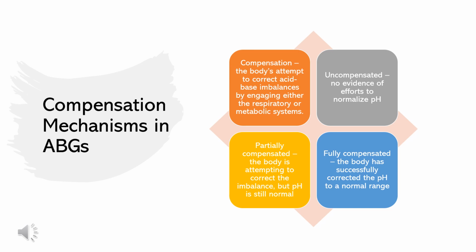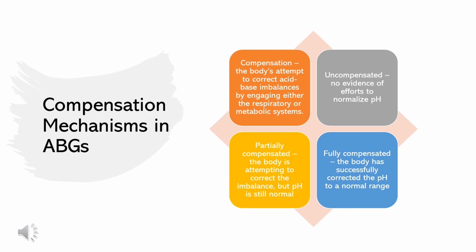Respiratory system's role in compensation. While the respiratory system is quick to react, capable of altering ventilation within minutes, it alters PaCO2 levels by changing the rate and depth of breathing. The metabolic system, however, is slower to react, taking hours to days to adjust. The kidneys modulate bicarb levels through renal absorption or excretion.